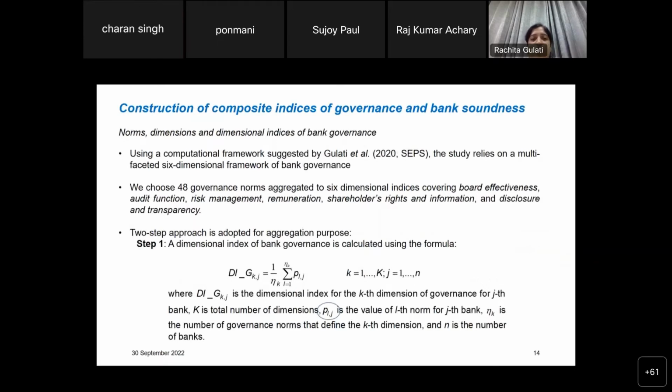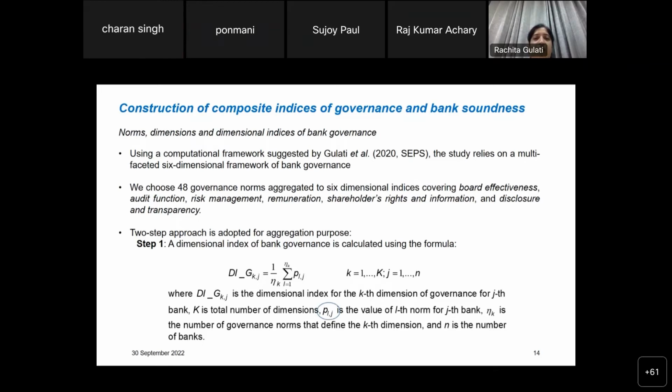The aggregation is done in two steps. The first step involves the construction of the dimensional indices of bank governance to understand the evolution of the governance practices across six different dimensions. So the study covers the six dimensions of corporate governance for the banks: board effectiveness, audit function, risk management, remuneration practices, shareholder rights, and information, disclosure and transparency.